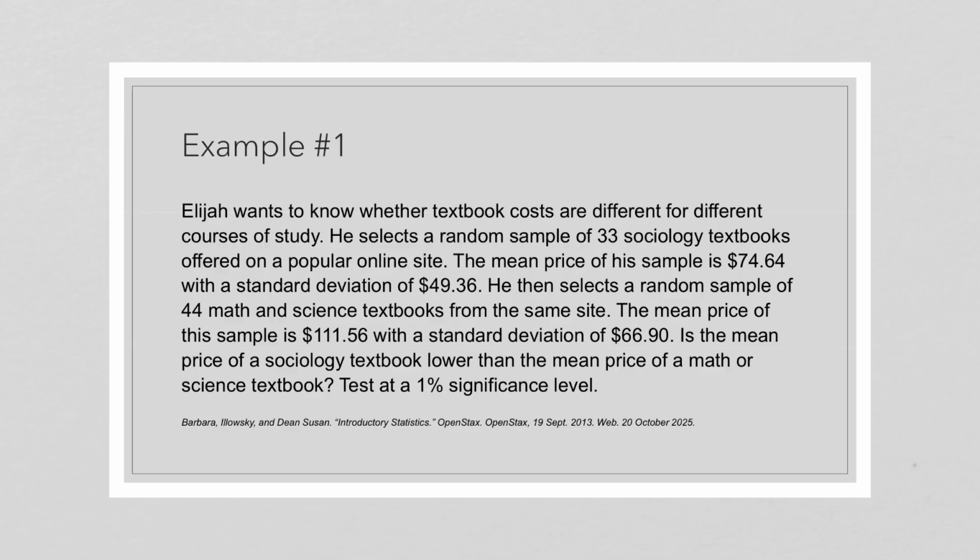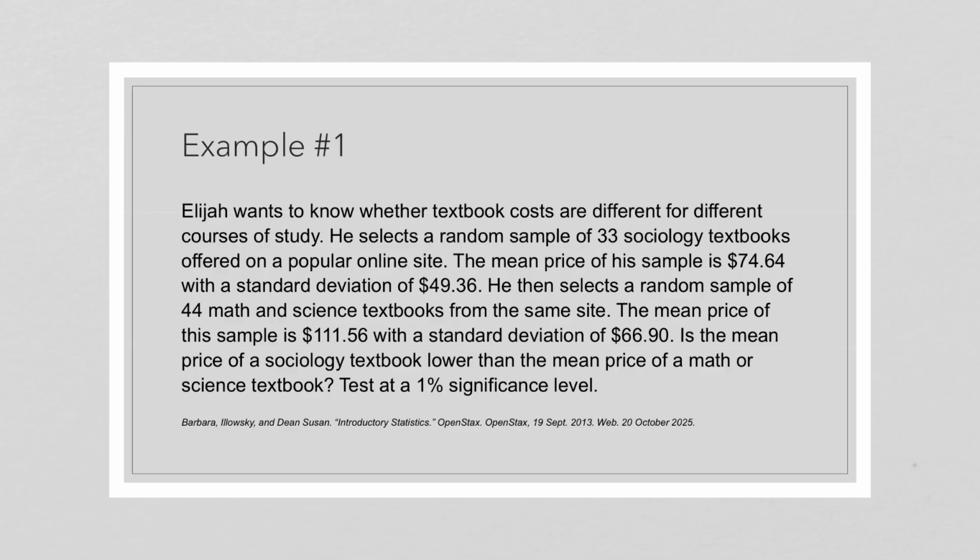The mean price of this sample is $111.56 and with a standard deviation of $66.90. Is the mean price of a sociology textbook lower than the mean price of a math or science textbook? Test at a 1% significance level. So in this situation, we don't have data to enter into the calculator. We have summary statistics. So that's kind of good to note.